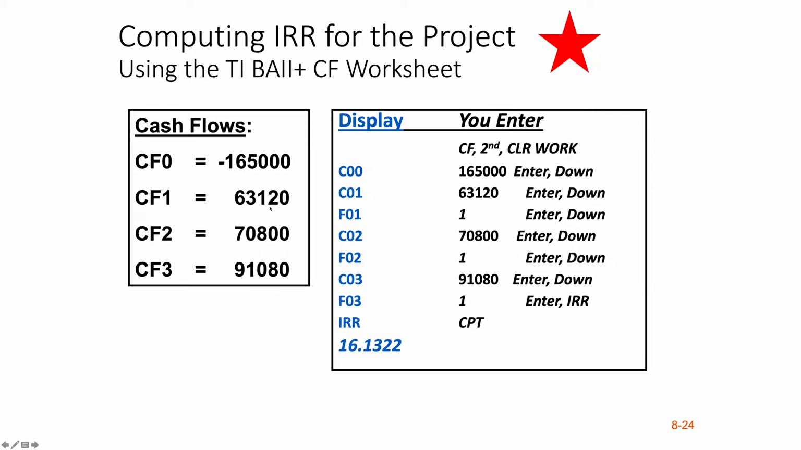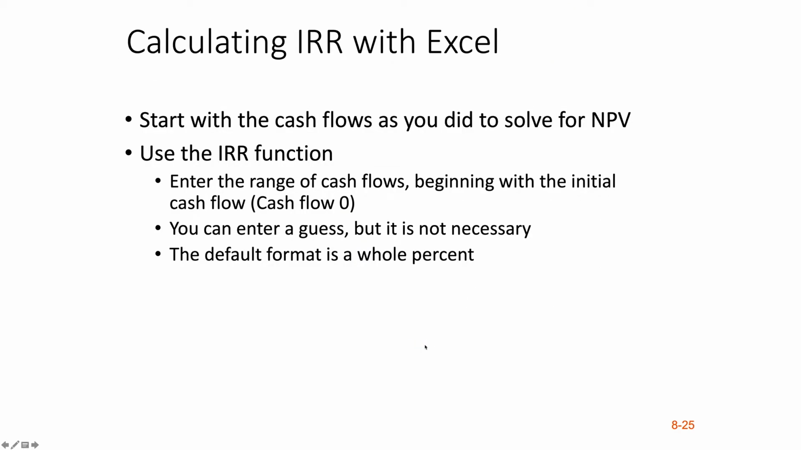Okay, so here you enter the cash flow. Now, after you enter all the cash flows up to this step, punch the key IRR, then compute. Very quick. It gives you the result of 16.1322, or we round it up, 16.13%. Now, should we accept this project? We know the cost of capital is 12%. So the answer is yes, we should accept this project.